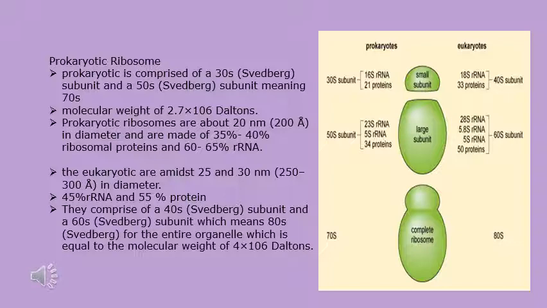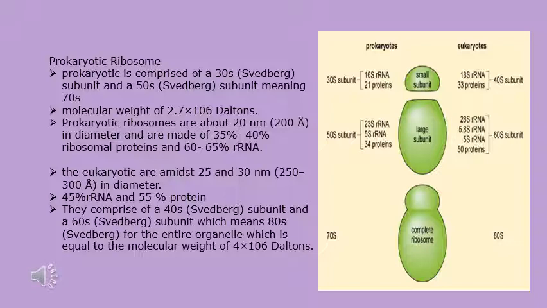If we are talking about their separate units, the prokaryote has 30S, the smaller subunit, and 50S, the larger unit, if they sediment separately. The molecular weight is 2.7 multiplied by 10^6 Dalton, and the size of prokaryotic ribosomes is about 20 nanometer, or you can call it 200 Angstroms in diameter. The constituents of prokaryotic ribosomes are 35 to 40% protein and 60 to 65% RNA.